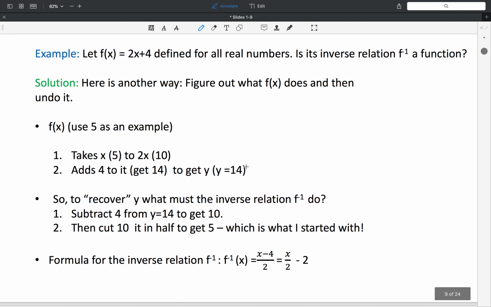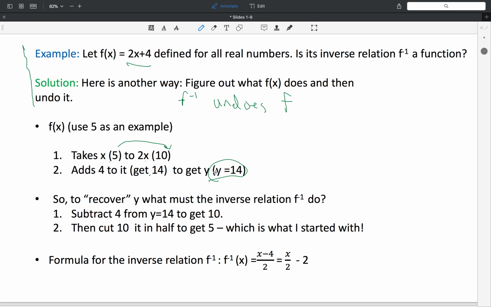So here's another way. Again, just repeating things here. Remember that what the inverse does, f inverse undoes f. So what I'm going to do is see what f does, and then undo it. What f does, I'm looking at this, it takes x and doubles it. So in other words, I'm using 5 as an example, it goes to 10. Then it adds 4. And here we get 14.